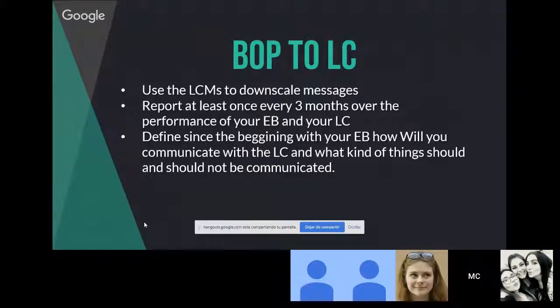You should report at least once every 3 months on the performance of your EB and your LC to your members. In the same way that the MC does it, you also need to report to your LCs. What is the current state of the EB? What are the goals? How far are we? What is the budget execution? Because the members of AIESEC in France are the LCs, but the members of the LCs are the members themselves. So you need to be accountable to them.